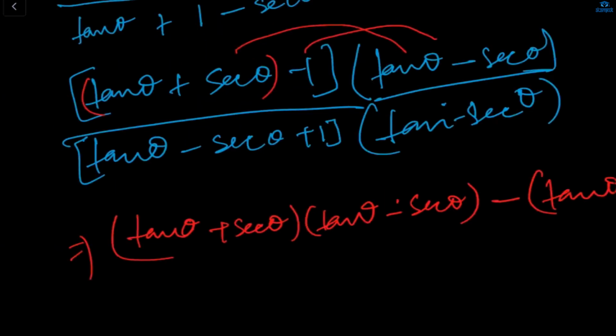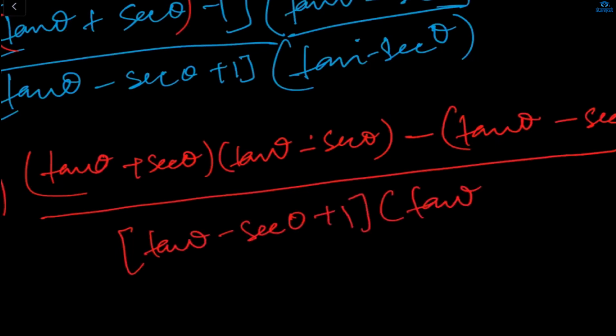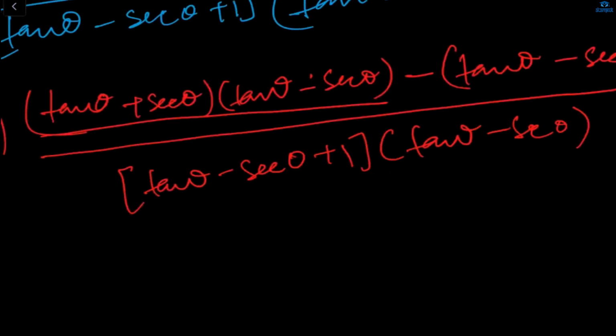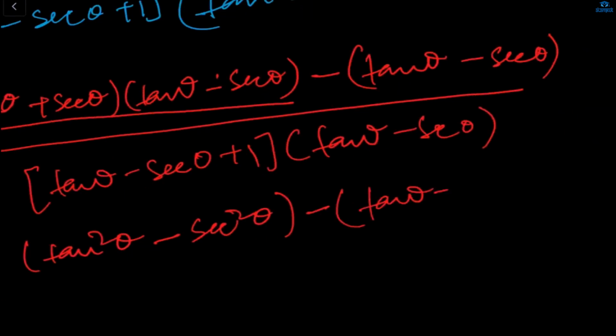Okay. So now in the denominator, I'm leaving it as it is. I'm not touching anything in the denominator. So it will be tan theta minus sec theta plus 1 upon tan theta minus sec theta. Now this whole is a plus b, a minus b. So now I can just write it as a square minus b square. In the numerator, I can write tan square theta minus sec square theta, minus tan theta minus sec theta. Now, again, the denominator will be.